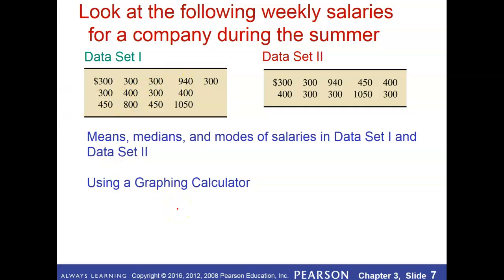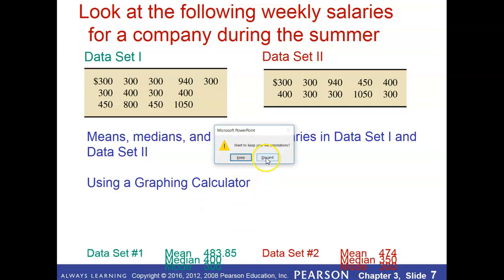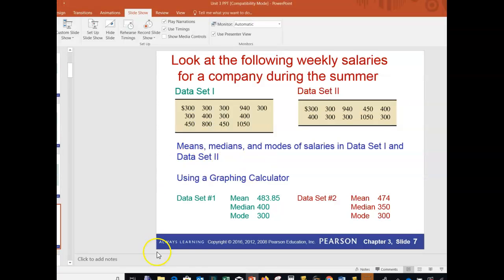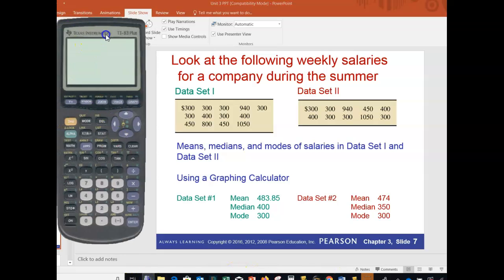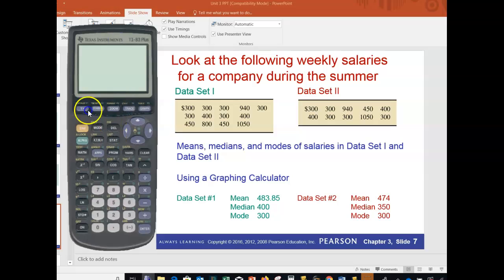And so if you take your calculators out, one of the things that we're going to be able to do is find this data with our calculators. So I want you to take a look up here at this first data set, and I have already gone ahead and put these in my list. But if you go to Stat and Edit, and just go to list 1. Here I have 300, 300, 300, 940, and that's what I have here. I have all of these values entered into my list.